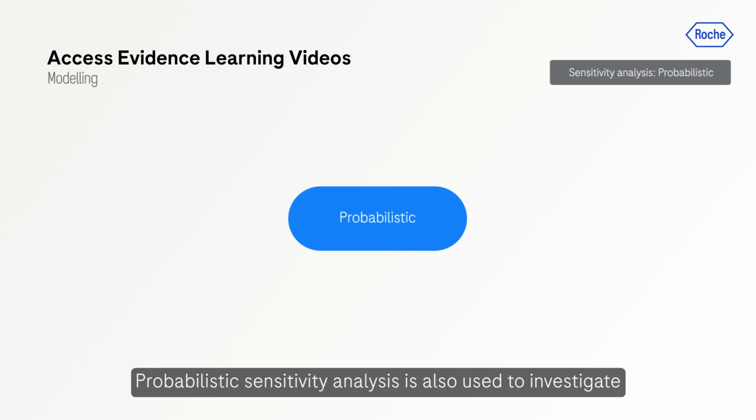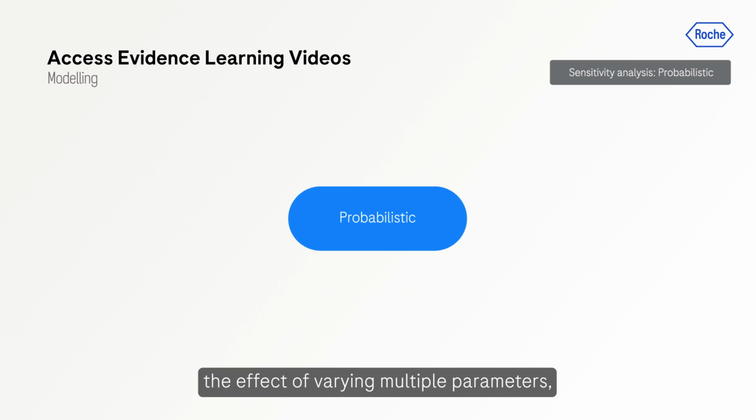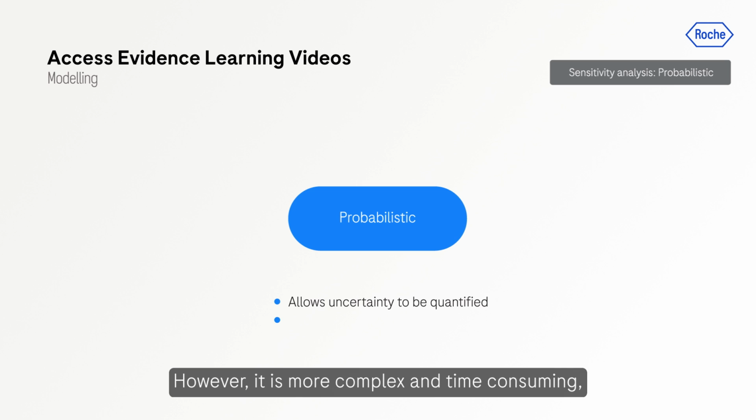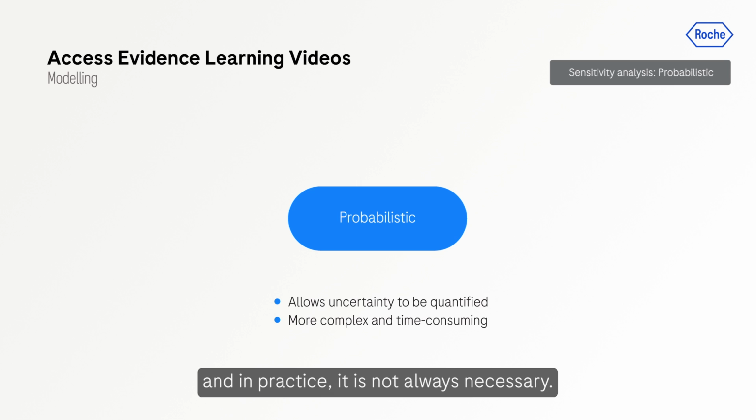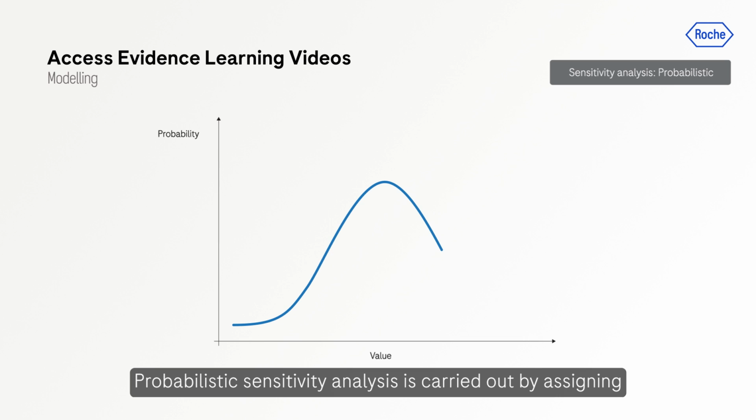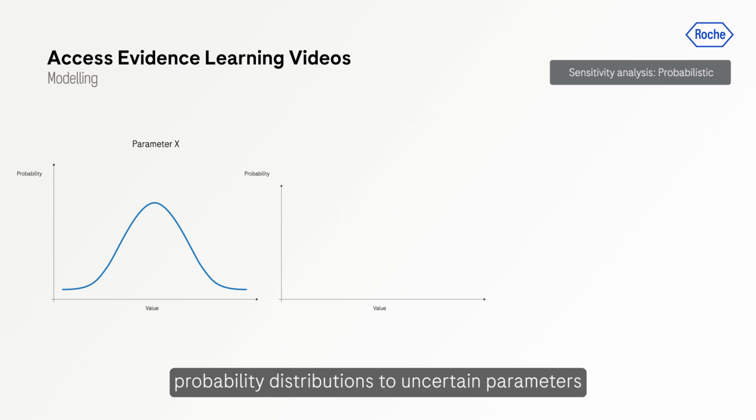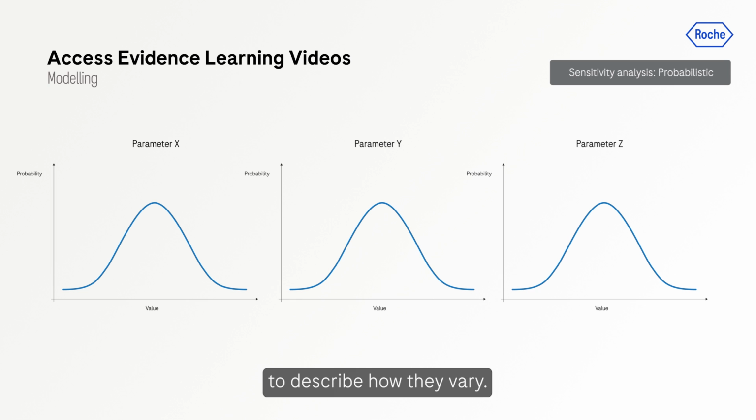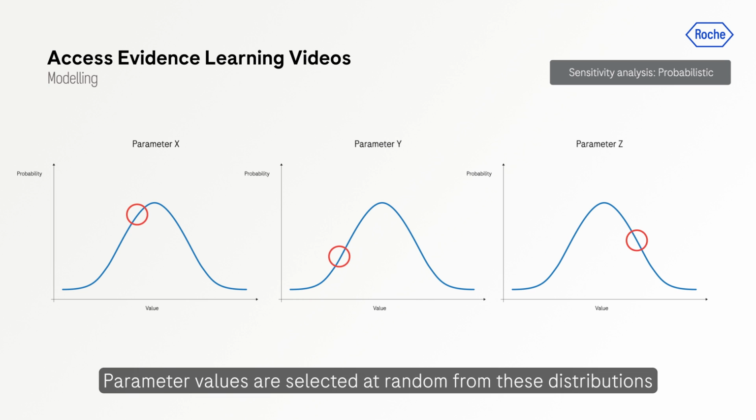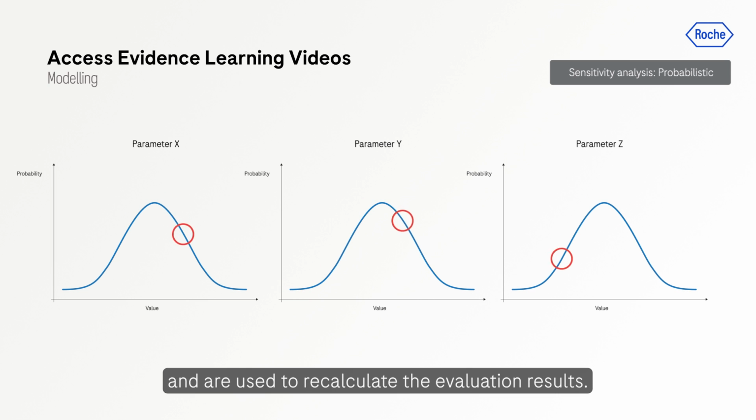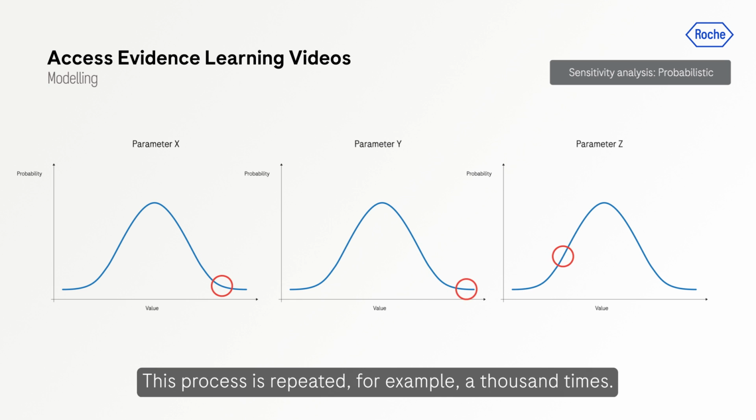Probabilistic sensitivity analysis is also used to investigate the effect of varying multiple parameters, and allows uncertainty to be quantified. However, it is more complex and time-consuming, and in practice is not always necessary. Probabilistic sensitivity analysis is carried out by assigning probability distributions to uncertain parameters to describe how they vary. Parameter values are selected at random from these and used to recalculate the evaluation results. This process is repeated, for example, 1,000 times.